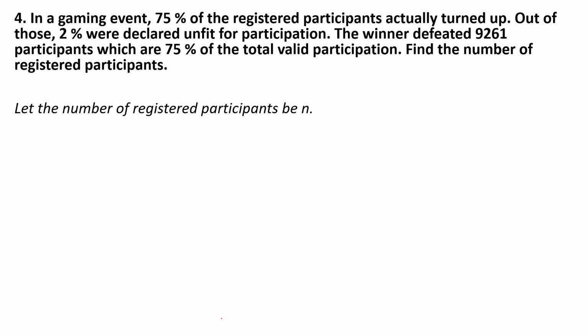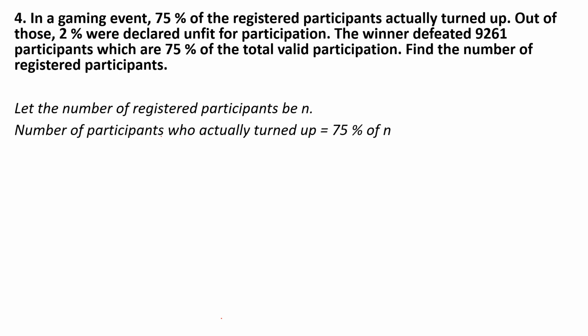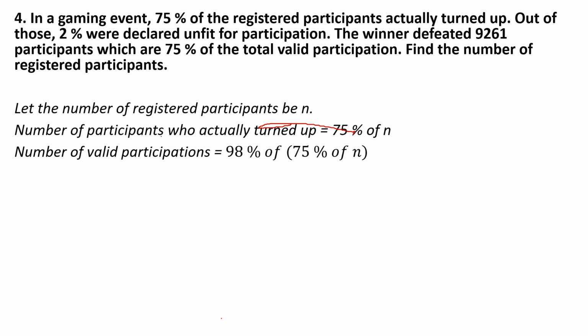Now it is given 75% actually turned up. So total percentage 75% of n has turned up. In that, 2% were declared unfit. That means 2% are unfit, so the remaining is 100 minus 2. So 98% are valid participants. So 98% of the people who actually turned up, so 98% of 75% is the valid participants.